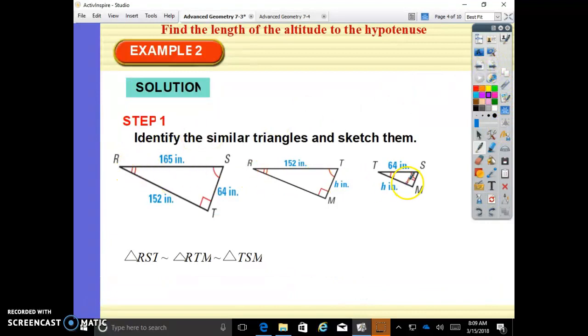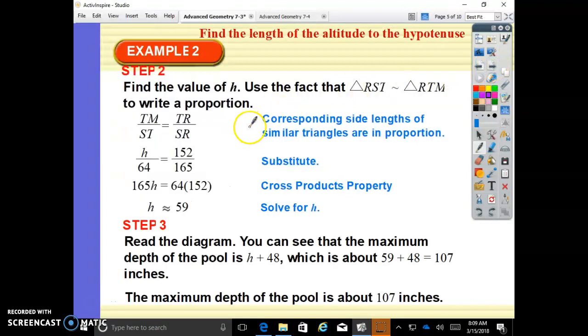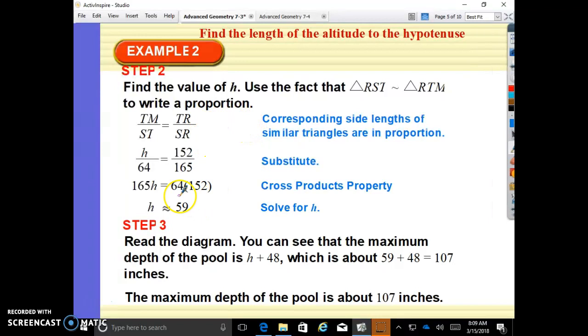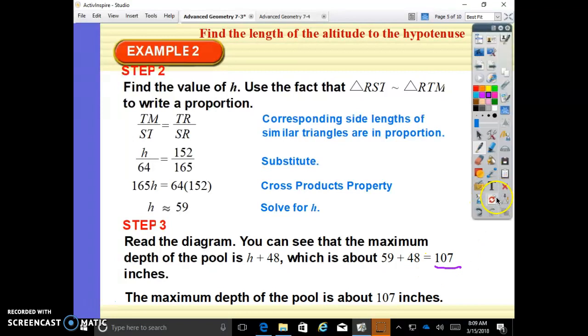They drew them out separate to do the proportions. That way is fine too, but I like the shortcut because then you don't have to draw them all out. So they got the 59, and then they added it to the 48, and they got the 107 that we got. But we didn't have to draw it all out.